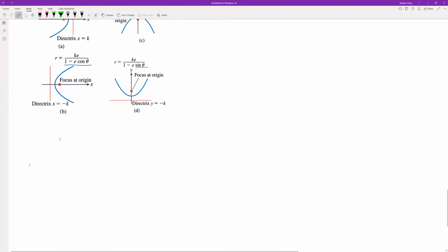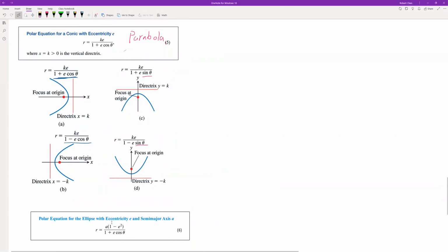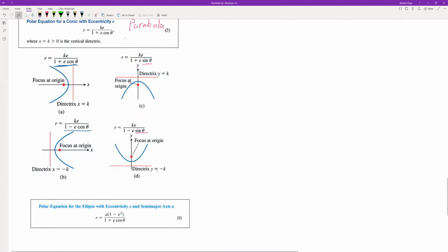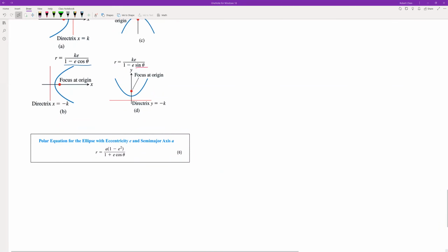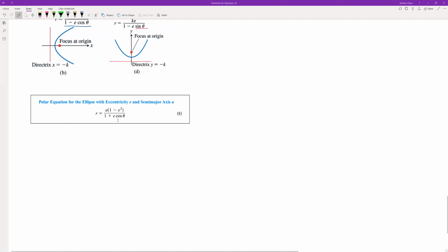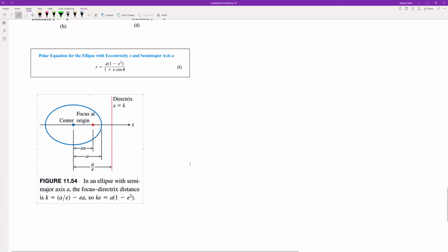Okay, and next, let's look at the conic sections in polar for an ellipse. It's in a very similar form. The denominator is the same and the numerator is a little different. We have a times 1 minus e squared over 1 plus e cosine theta. And remember, in polar we have r and theta, and in this case a and e are our constants.